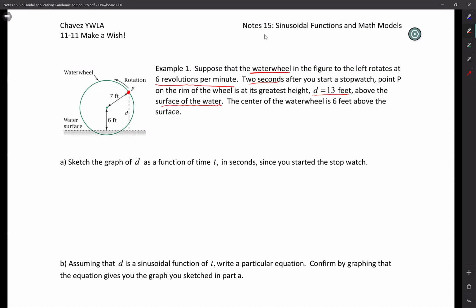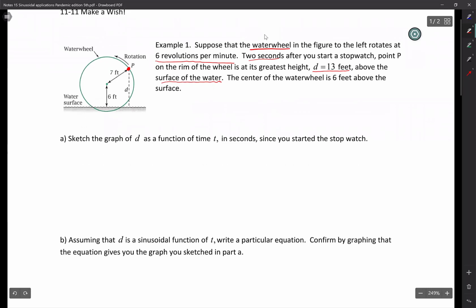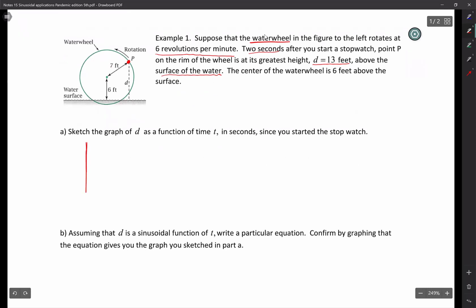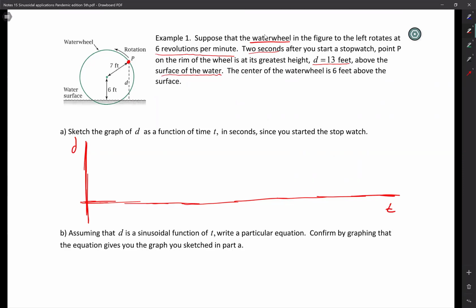And letter A says, sketch the graph of D as a function of time T in seconds since you started the stopwatch. All right, so I'm gonna sketch a graph. I'm gonna go ahead and make the y-axis, and I'm gonna call this the d-axis, which is the y-axis. And then the time is always independent. So notice that I'm putting the time a little lower, not in the middle. And this is gonna be the time axis.